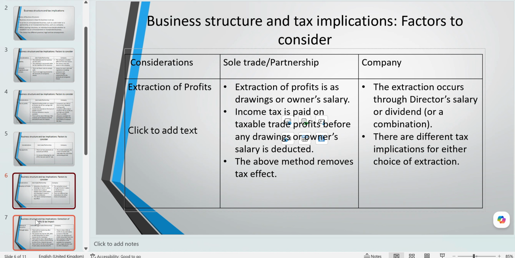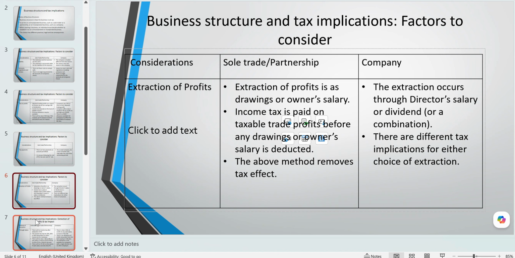Now, another consideration is extraction of profits. For a sole trader and partnership, extraction, meaning taking profit from the business, is as drawings or owner's salary. Income tax is paid on taxable trade profits before any drawings or owner's salary is deducted. The above removes the tax effect, meaning there will be no tax implication if it is done this way.